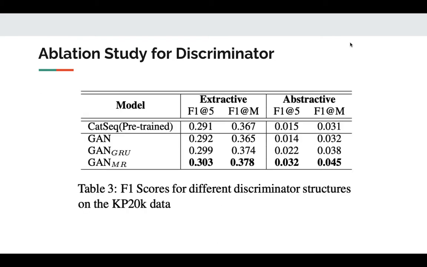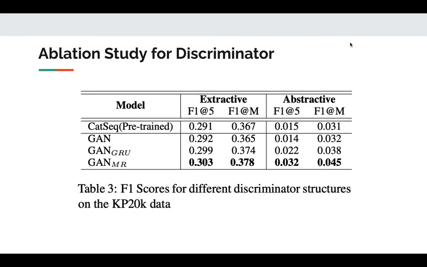We also decided to conduct experiments to ascertain the effect of the discriminator structure on the training process. So we took three different models. The first model is GAN. In this model, we only use a normal LSTM as a discriminator. In GAN-GRU, we eliminated the generation of a context vector and hierarchical attention from our discriminator, and GAN-MR refers to our proposed multi-reward GAN model. As we see, GAN-MR, our proposed model, significantly outperforms all of these models.